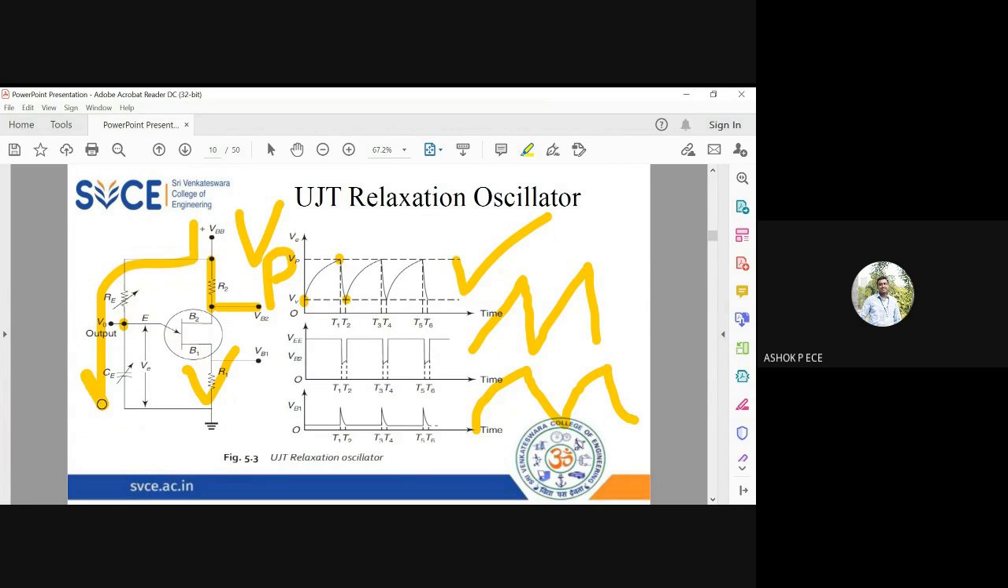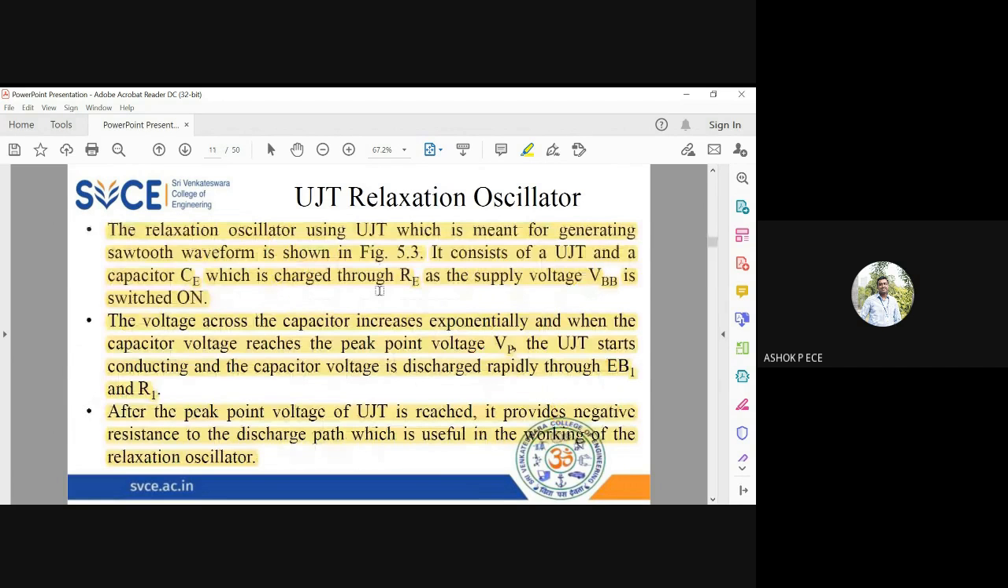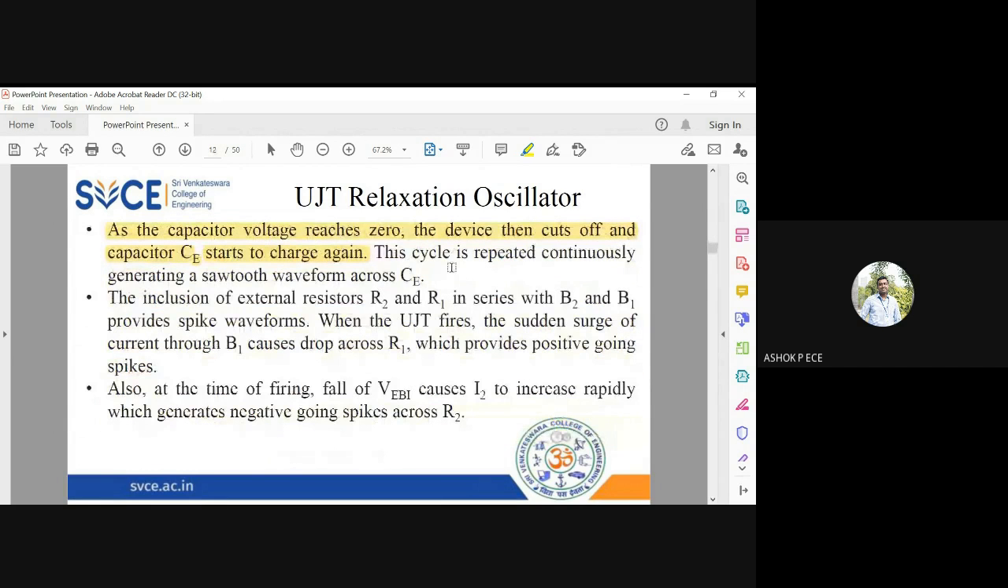And this process repeats continuously, giving rise to what is called a sawtooth waveform. The cycle is repeated continuously, generating a sawtooth waveform across CE. So I am adding external resistances R1 and R2 with B1 and B2, which is going to provide the spike waveform.